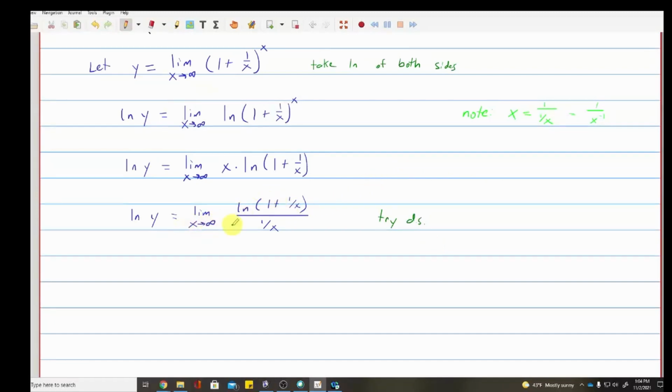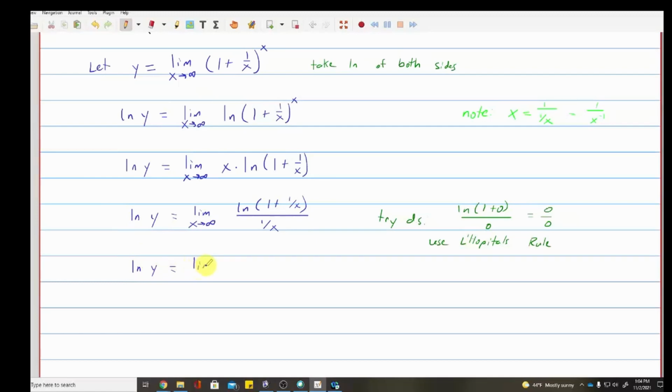As x goes to infinity, 1 over x goes to 0. So this is going to look like natural log of 1 plus 0 over 0. 1 plus 0 is 1, and natural log of 1 is 0. So I have a 0 over 0 situation. So we can use L'Hopital's rule. Okay, I'm not going to use L'Hopital's rule yet. I am going to do one more step.